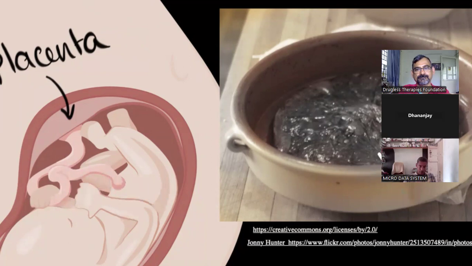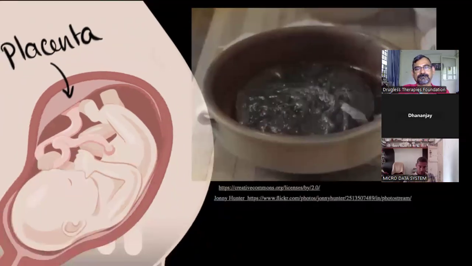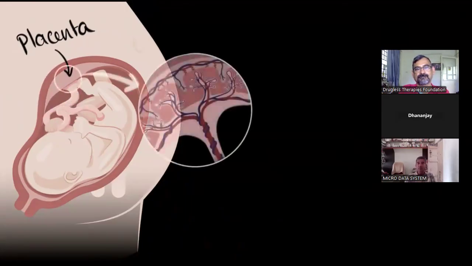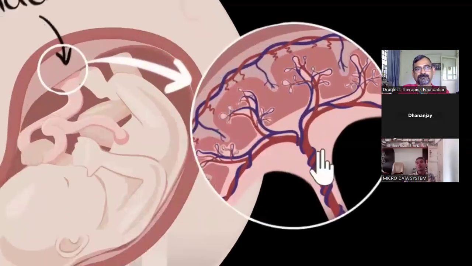And of course, the placenta is not really black. I have made it black and white because I don't like to see a lot of blood. So anyways, it's a specialized disc-shaped structure. If we need to understand the structure of it, we may have to zoom in a little bit. So let me zoom in. Here it is, a small portion of the placenta zoomed in.